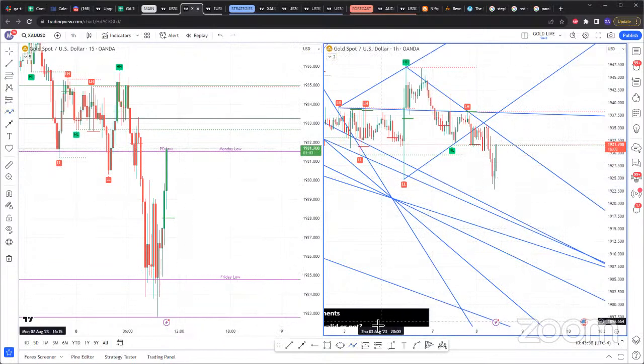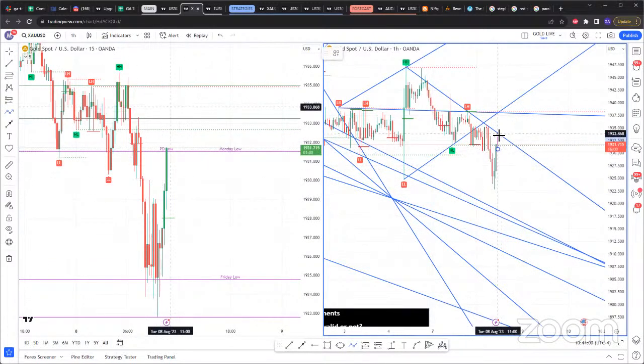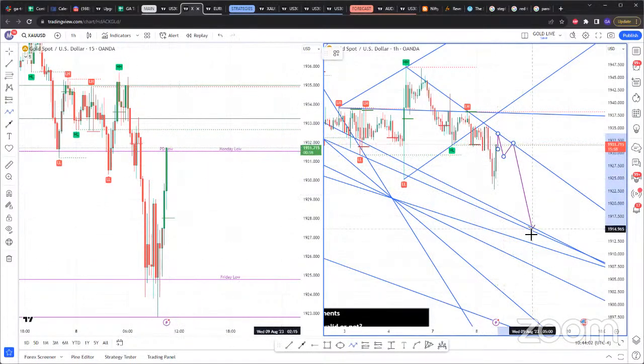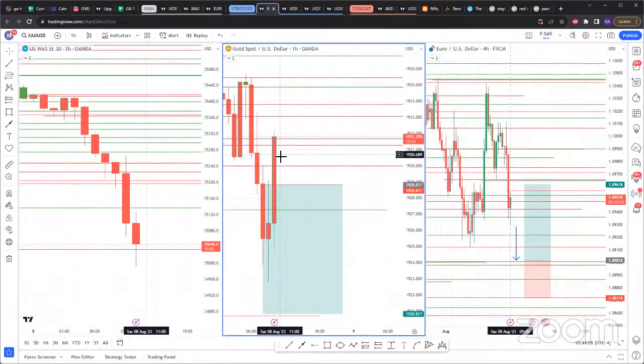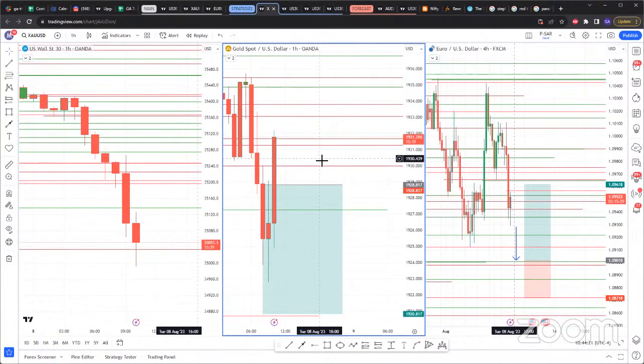So knowing that, right here, I would be looking for a rejection and retest. I would need this hourly candle to close below 1930. I would need the next hourly candle to reject off of the same zones and close below. And at that point, I would be looking to sell gold based off of our rejection and retest. So that's just how, for me, I analyze them.